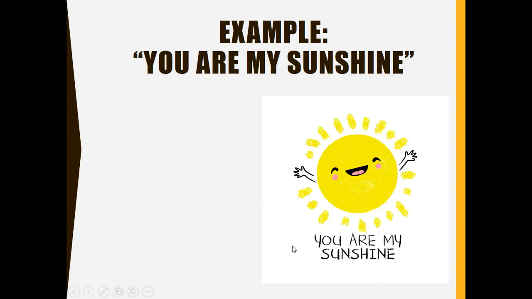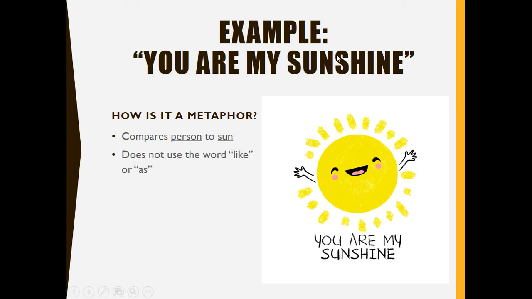Let's look at one more example. You are my sunshine. Cute little sun there. We are comparing you, a person, to sunshine. Not using the word like or as. A comparison, not using the word like or as, equals metaphor. But what is this metaphor trying to say? The person makes her happy. To say that someone is their sunshine is saying you make me extremely happy because the sun makes me happy.